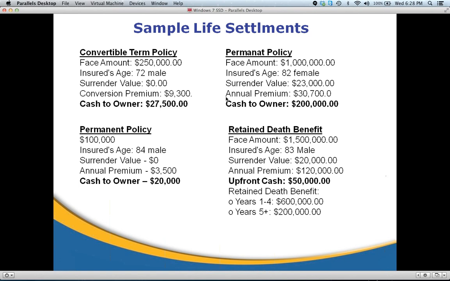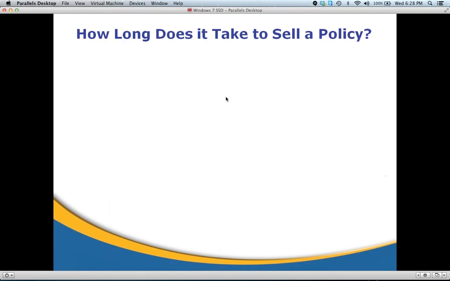And again, these are just samples. We can see numbers higher than this. We can see lower. It just depends on the details of the policy and the seller's health.